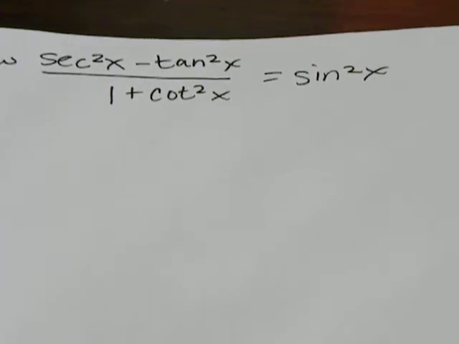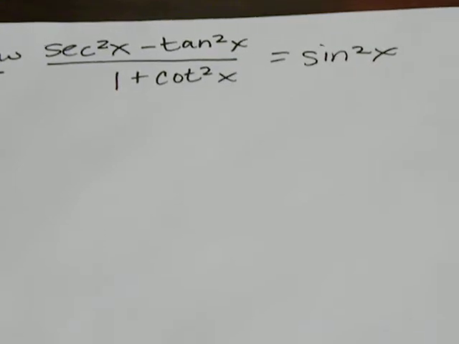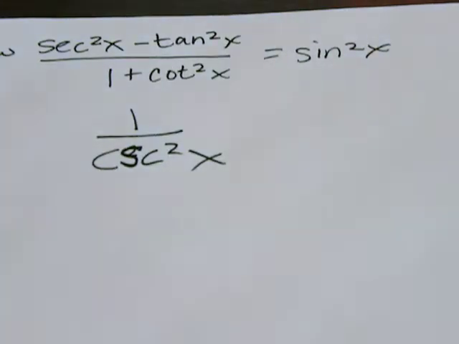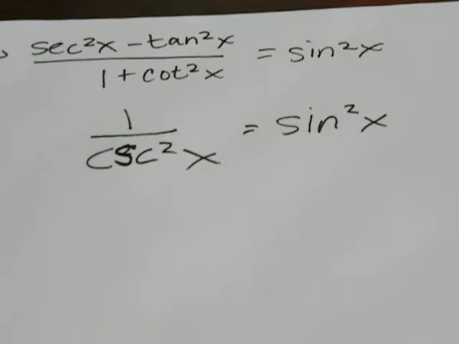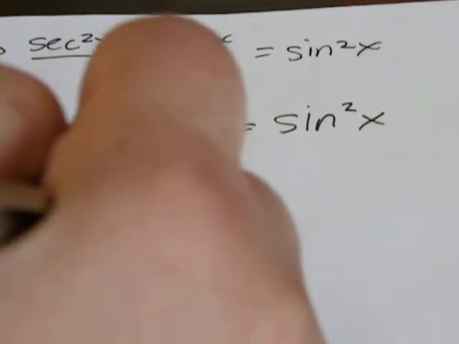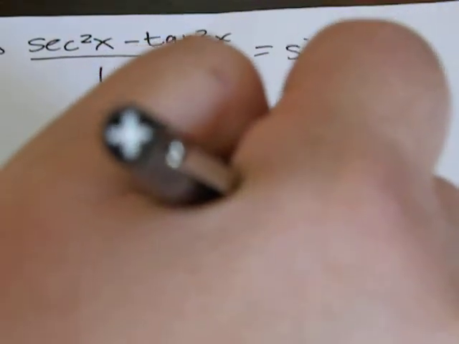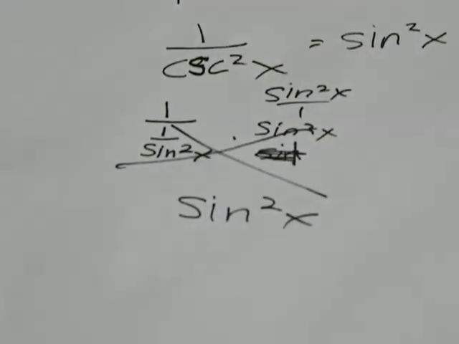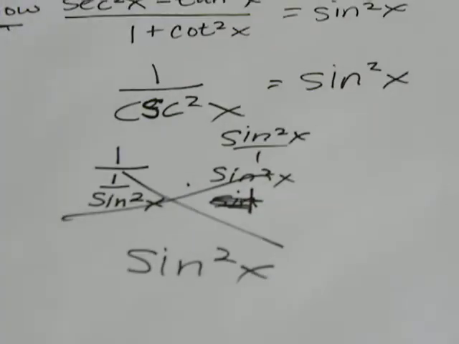So secant squared x minus tangent squared x, because of the identity, is equal to 1. And 1 plus cotangent squared x is equal to cosecant squared x. And we're proving that it's equal to sine squared x. Well, 1 over cosecant squared. Cosecant is 1 over sine, so really we have 1 over 1 over sine squared x. If you multiply it by sine squared x over 1, those are going to cancel, and you'll get sine squared x. So we just showed that sine squared x is equal to sine squared x.